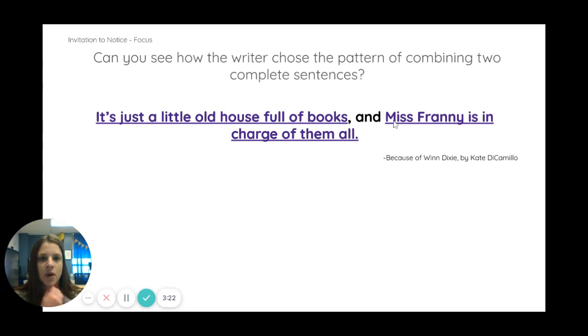Okay, let's look at the next one. Miss Franny is in charge of them all. So who or what is the sentence about? Miss Franny. And what is she doing? She is in charge. Okay.